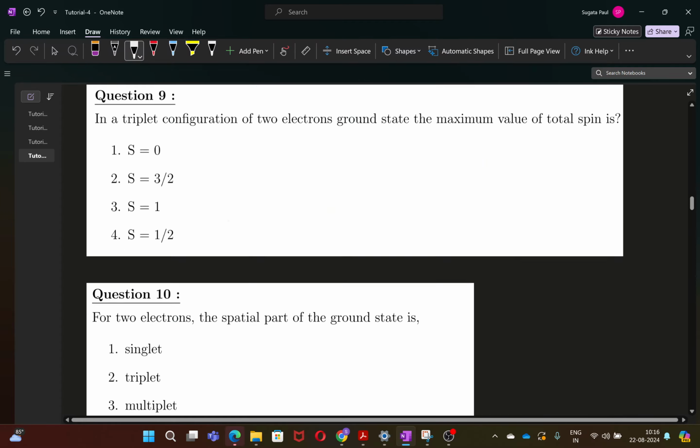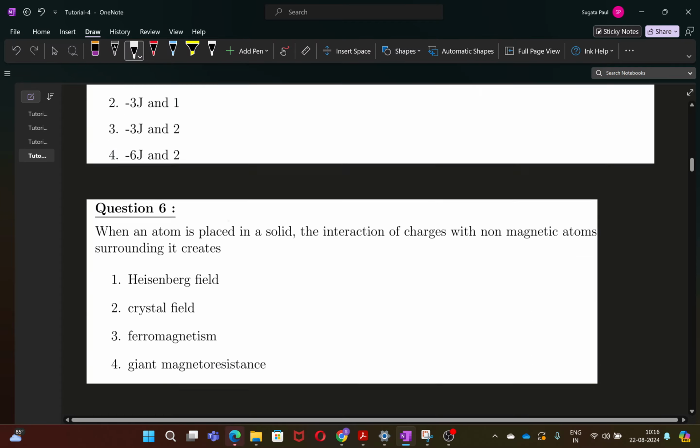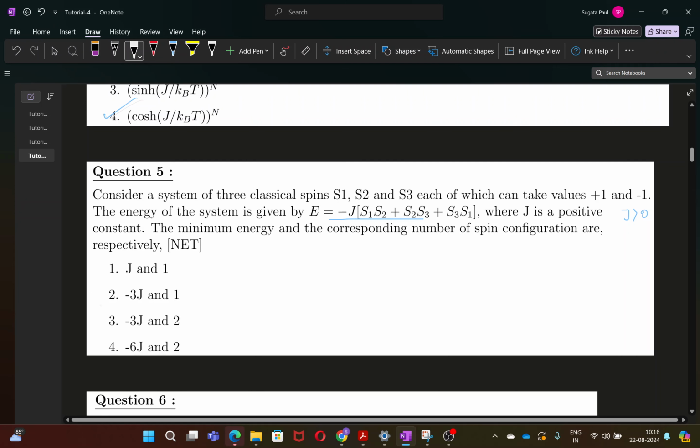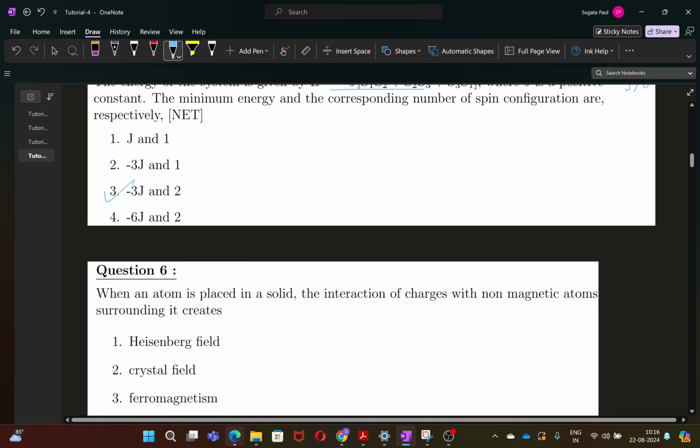So let us choose the option. The option is minus 3J and 2. So the option is number 3. This is the option, right?